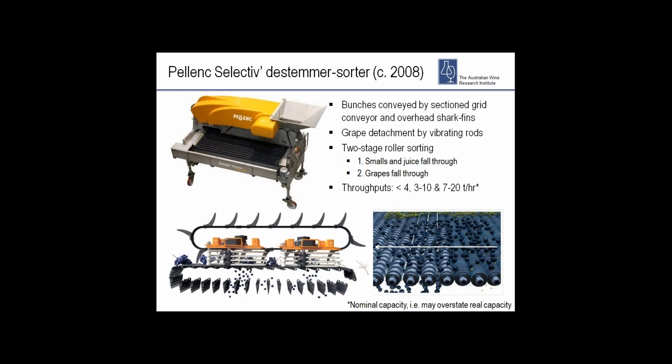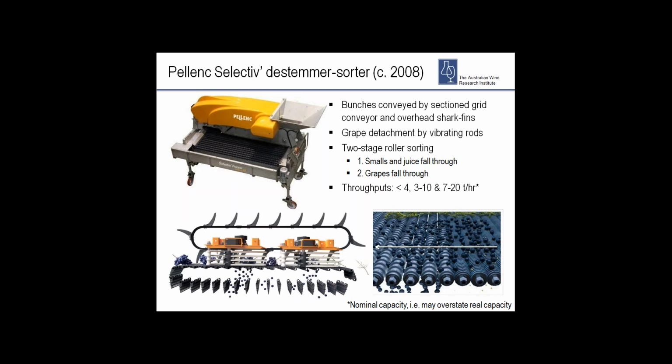In Pellenc's device, bunches are conveyed by a sectioned grid conveyor and an overhead shark fin conveyor. Grapes are detached by one or two pairs of vibrating destemming rod sets, similar to the mode of action of a machine harvester, really. This process is illustrated on the bottom left of the slide there. The grapes fall through the grid and then onto the integrated two-stage roller sorting table.